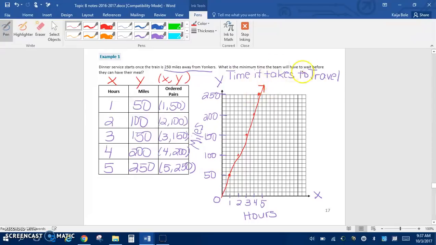And then it says, what's the minimum time the team will have to wait before they can have their meal? So it said they'll start dinner when they're 250 miles away. So the minimum amount of time would be 5 hours. So we should answer the question, say, the team would have to wait 5 hours.